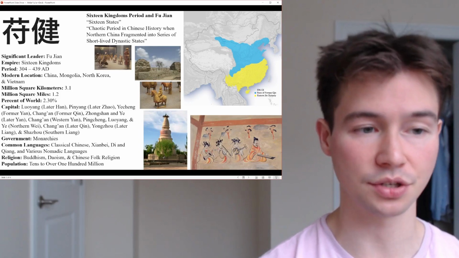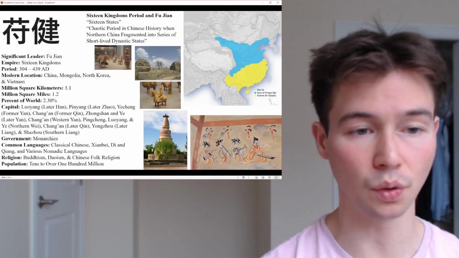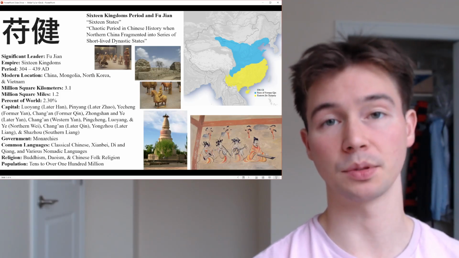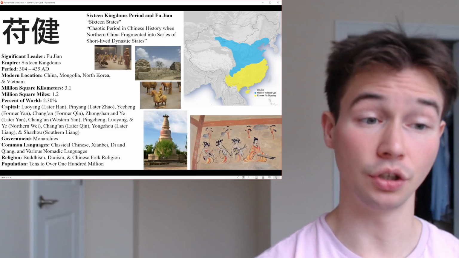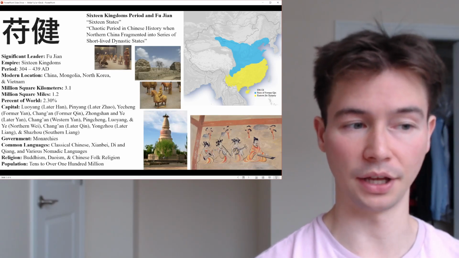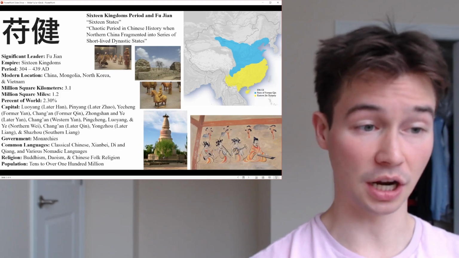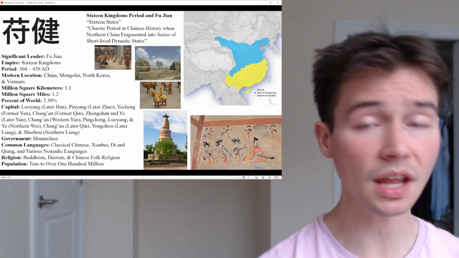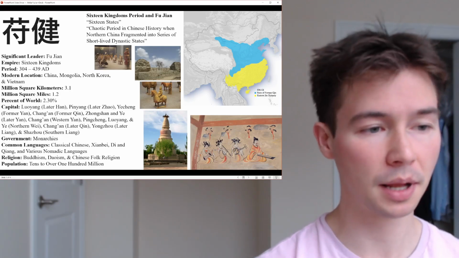Chang'an was the capital of western Yan. Pingshang, Luoyang, and Yi were the capitals of northern Hui. Chang'an was the capital of later Qin. Yongzhou was the capital of later Liang. Shaozhou was the capital of southern Liang. And the government was largely monarchies.